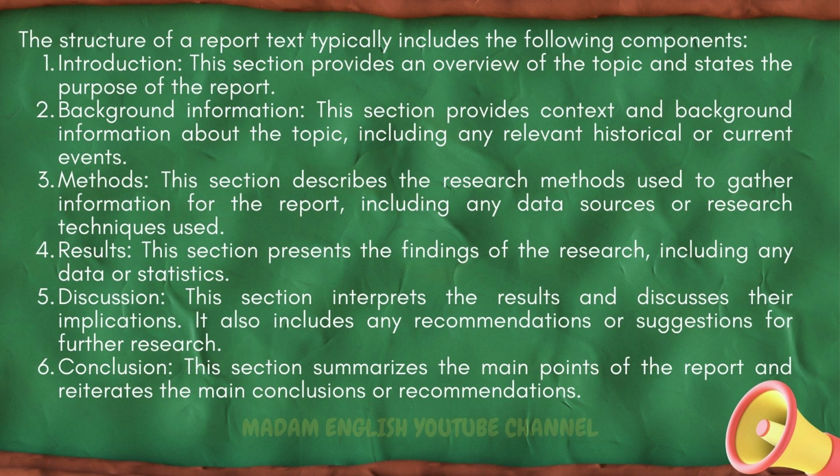research techniques used. 4. Results. This section presents the findings of the research, including any data or statistics. 5. Discussion. This section interprets the results and discusses their implications. It also includes any recommendations or suggestions for further research. 6. Conclusion. This section summarizes the main points of the report and reiterates the main conclusions or recommendations.